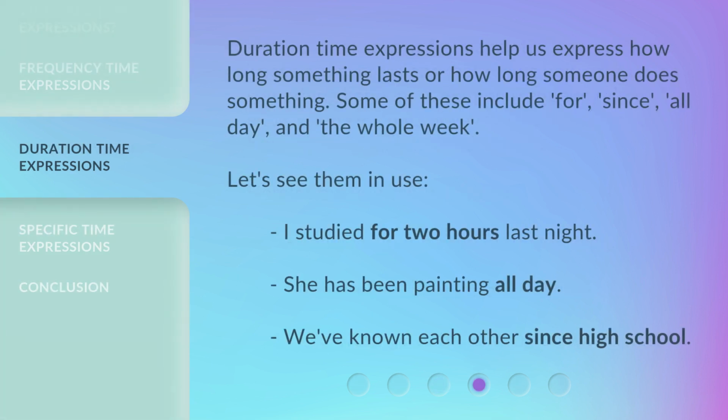Duration time expressions help us express how long something lasts or how long someone does something. Some of these include for, since, all day, and the whole week. Let's see them in use. I studied for 2 hours last night. She has been painting all day. We've known each other since high school.